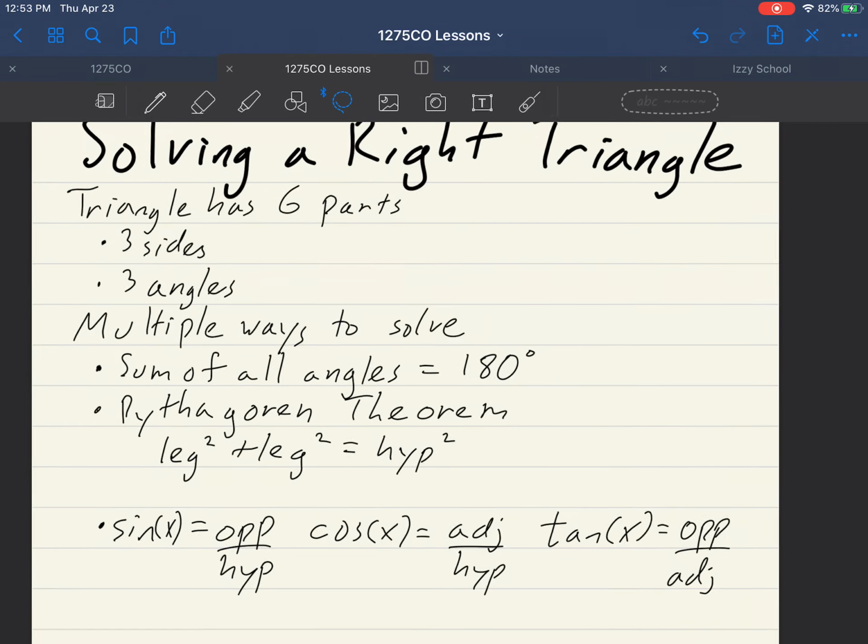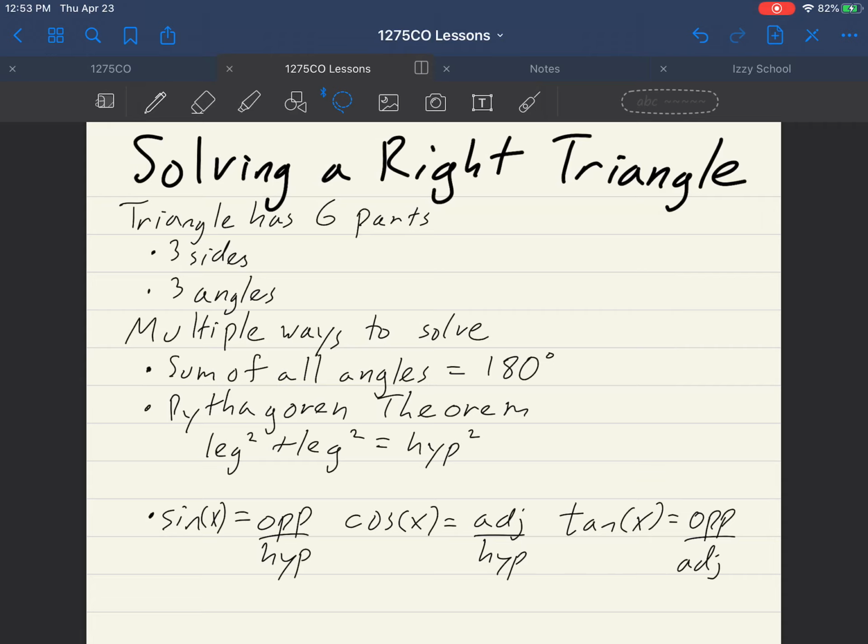Some things that we are going to be using today are the fact that in a triangle, all of the angles add up to 180 degrees. Since we are working with right triangles, that means that the Pythagorean theorem will be in play. If we know 2 sides, we can use the Pythagorean theorem to find the third. And the most important thing is SOHCAHTOA.